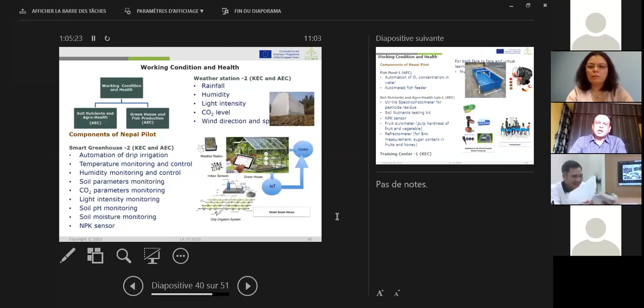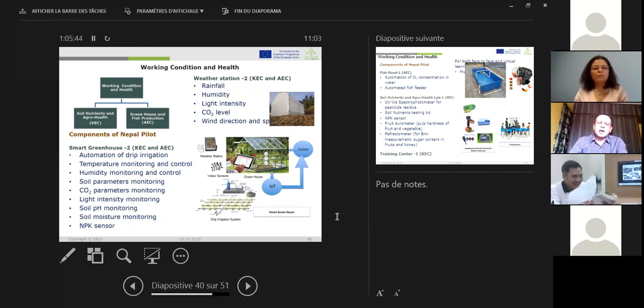So in the working condition and health pilot, we have two main pilots. One pilot run by KEC is about soil nutrients and agro health, and the pilot run by ECME Engineering College is greenhouse and fish production. So we have installed the following components in our pilots.